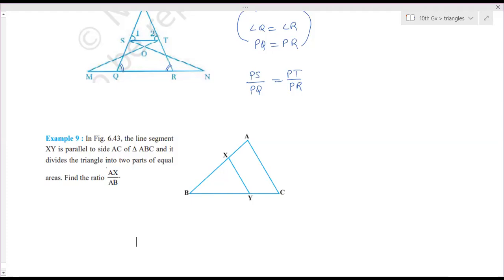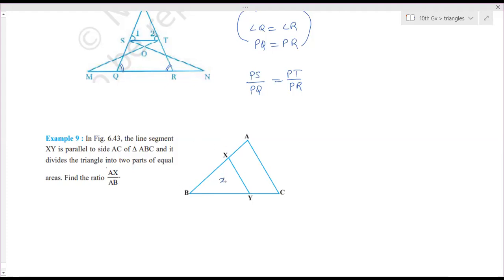The line segment XY is parallel to AC. Earlier done? Yes, ma'am. So XY and AC are parallel, and the line XY divides the triangle into two equal areas. The triangle ABC is divided into two equal areas. That means area of BXY is equal to area of AXYC. Then find the ratio AX by AB. AX by AB ratio we have to calculate.